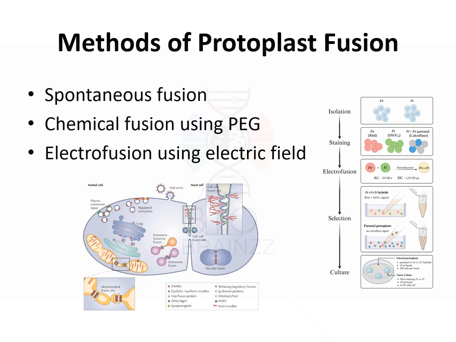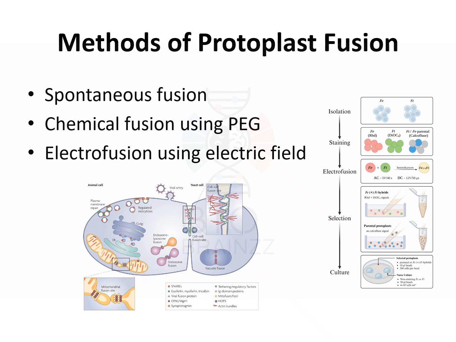Protoplast fusion can occur naturally when cells come into close contact, but spontaneous fusion is rare and inefficient. Therefore, artificial methods are commonly used to induce fusion. One widely used chemical method involves polyethylene glycol (PEG), which alters membrane properties and causes adjacent protoplasts to adhere and fuse.